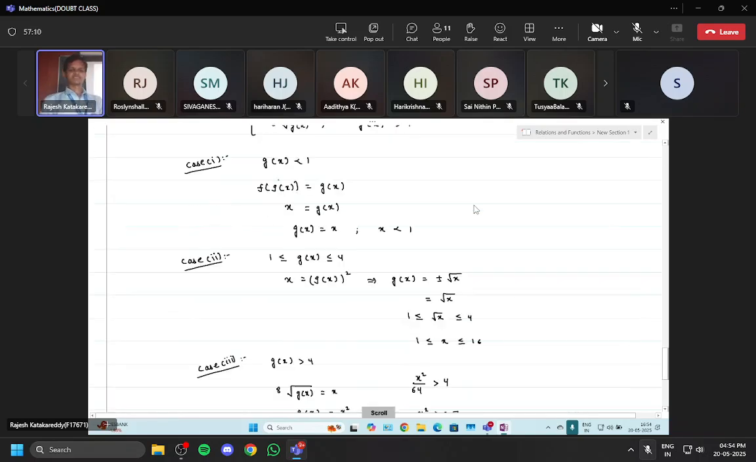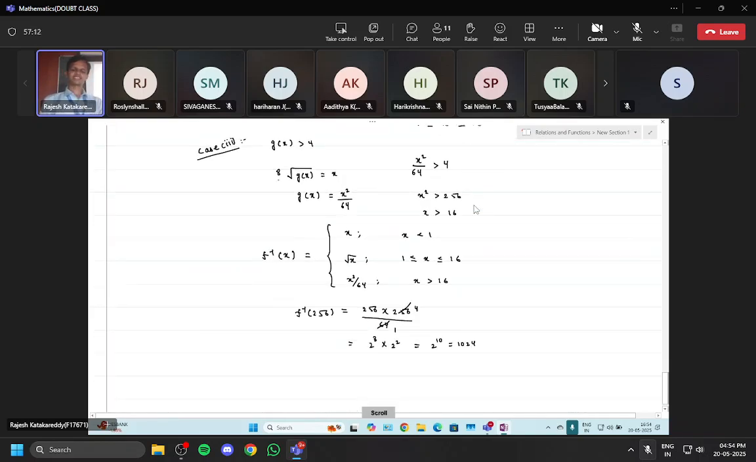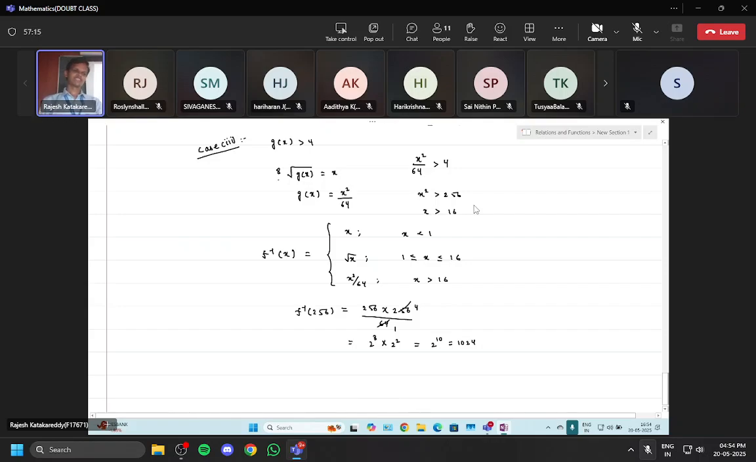Done. Cases are done. Then just put 256. Read the problem. They are asking g of 256. Substitute x equals 256. You'll get the answer.